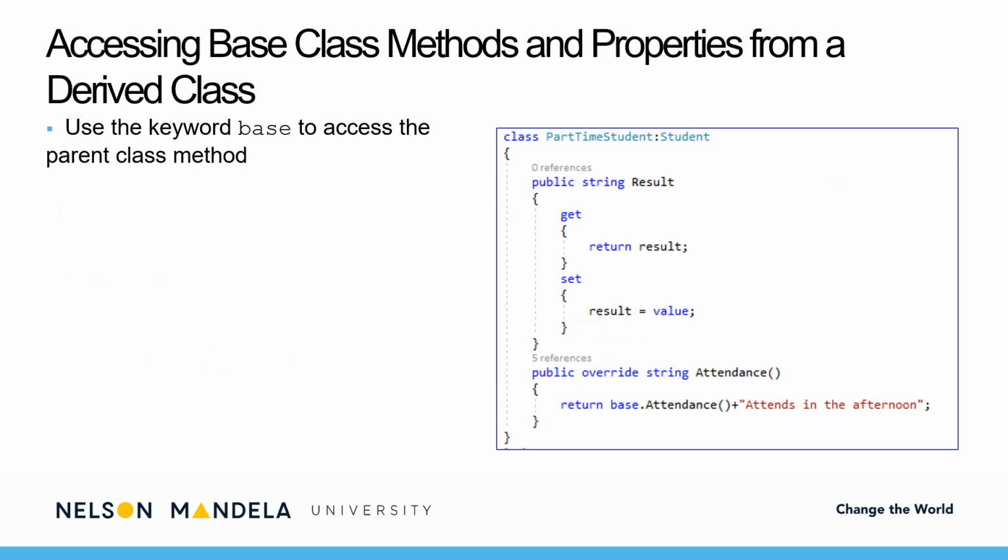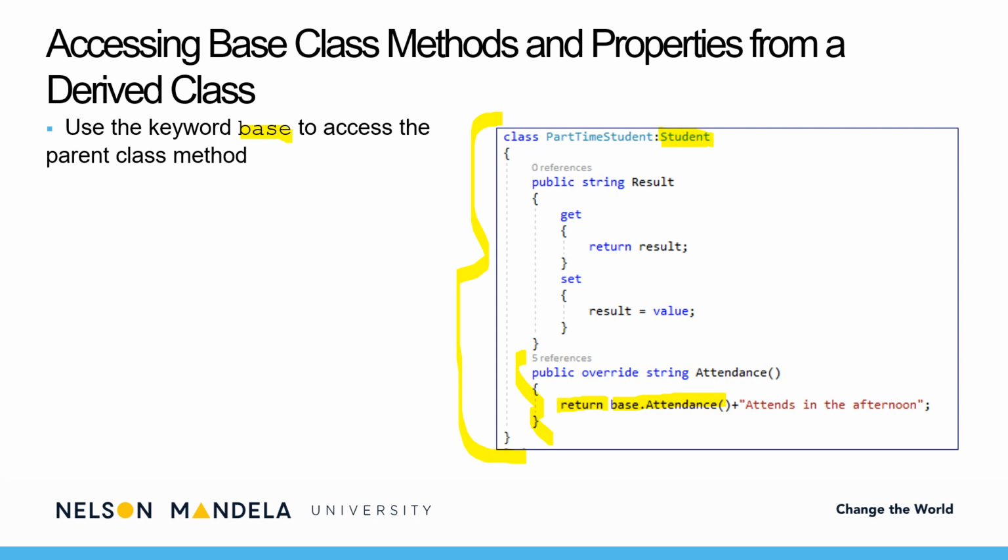Now we're working with the part-time student class. There's a keyword called base. What base means is it refers to the parent class. So for example, here in this method we want to say return base.attendance. Base.attendance is the implementation of the attendance method in the student class.